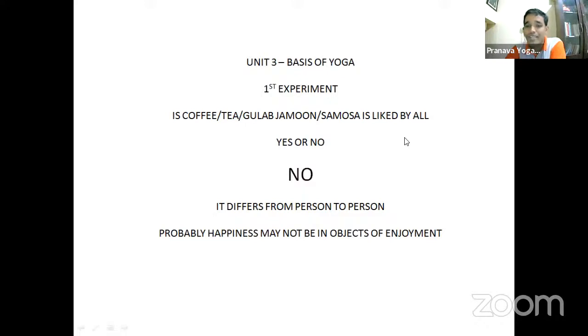I may be liking gulab jamun. Somebody may not like it. Yes or no? One community likes it, another community may not like it. One person likes it, another person does not. So it is not liked by all. It differs from person to person. So this statement says our happiness may not be in the objects of enjoyment.